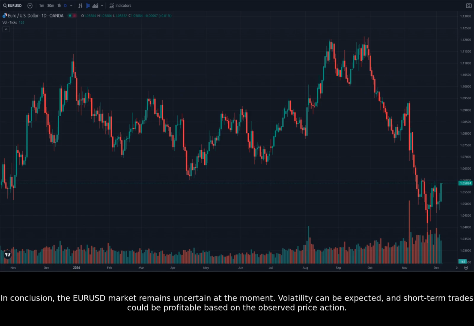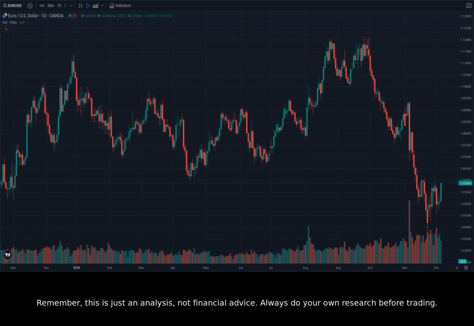In conclusion, the EURUSD market remains uncertain at the moment. Volatility can be expected, and short-term trades could be profitable based on the observed price action. Remember, this is just an analysis, not financial advice. Always do your own research before trading.